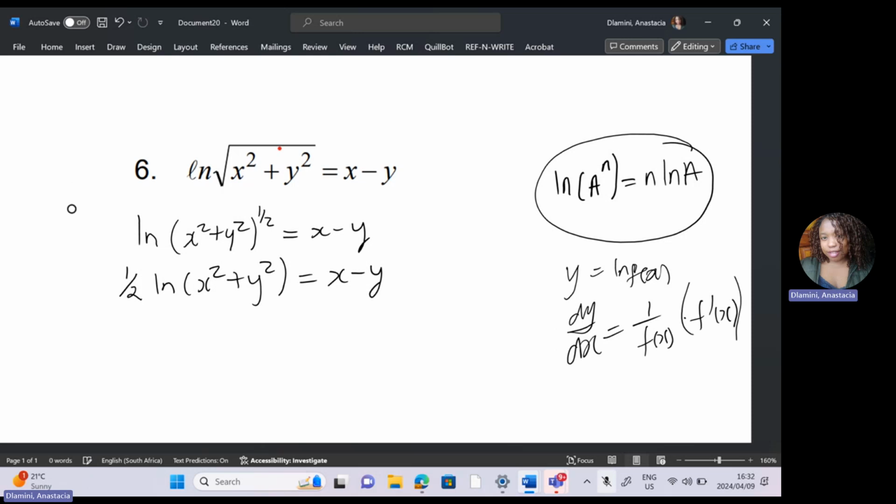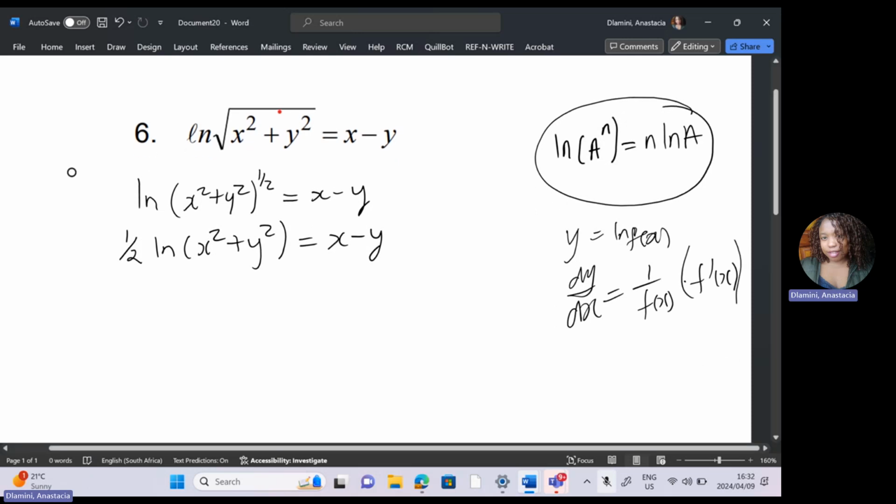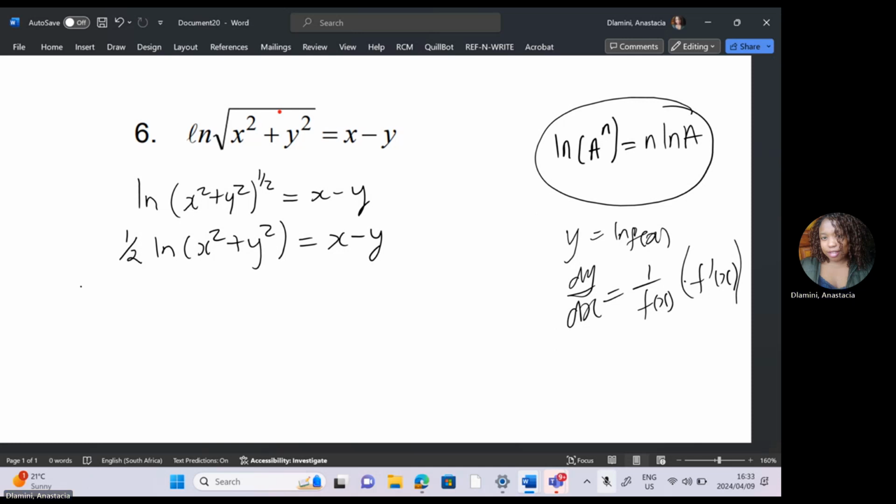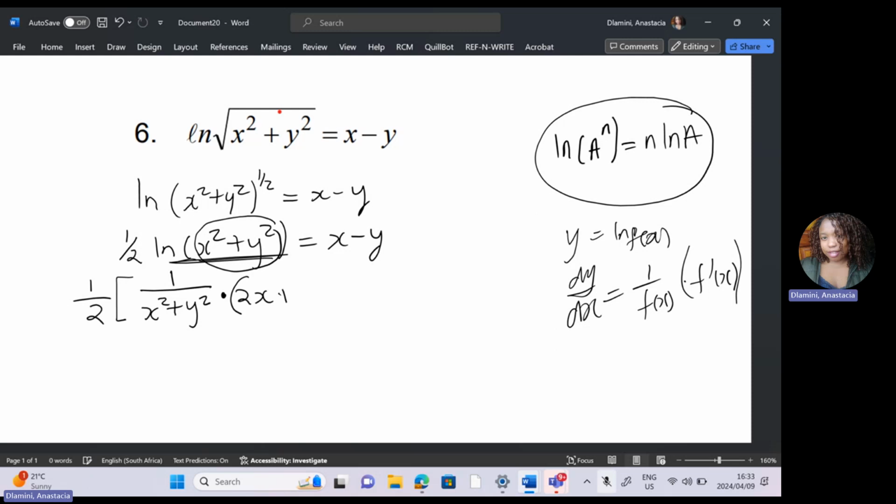And always put the derivative in brackets so that it will be easier for you to simplify and you don't get confused with some terms. So this is equals to, now let's differentiate. So we have 1 over 2, put in brackets, this term, differentiate this whole part. So this is 1 over x squared plus y squared times the derivative of what's inside here. So the derivative of x squared is 2x plus the derivative of y squared is 2y. But because y is a function of x, therefore we need to multiply by dy over dx.